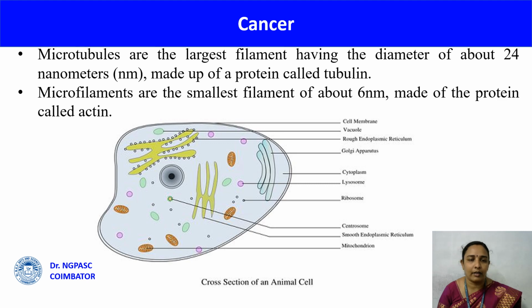This is the picture that is shown as a eukaryotic cell, which contains cell membrane, vacuoles, rough endoplasmic reticulum, Golgi apparatus, cytoplasm, lysosome, ribosome, smooth endoplasmic reticulum, mitochondria, and centrosome. This is a cross section of an animal cell, which is a classical example of eukaryotic cells.